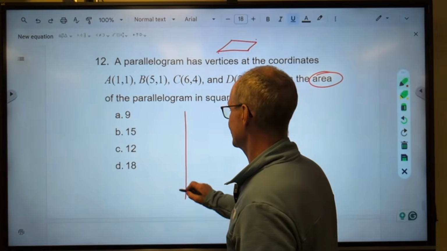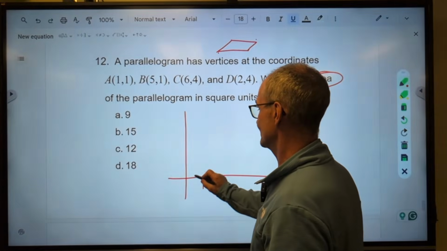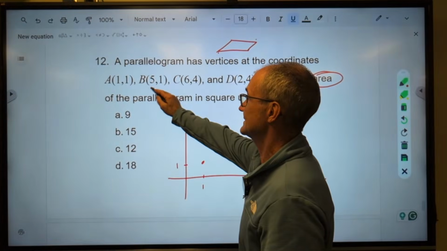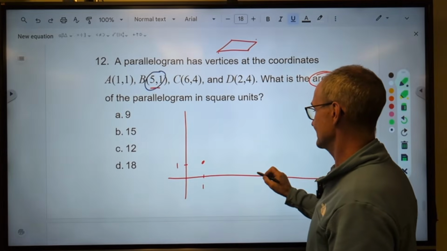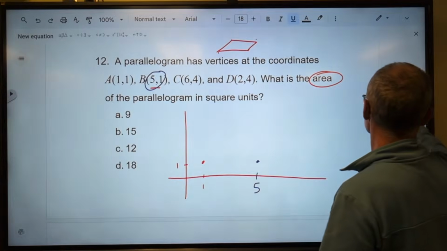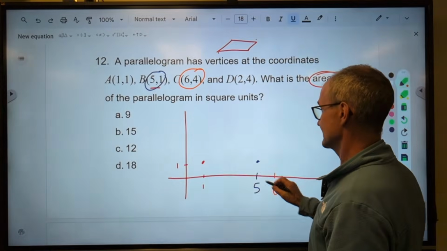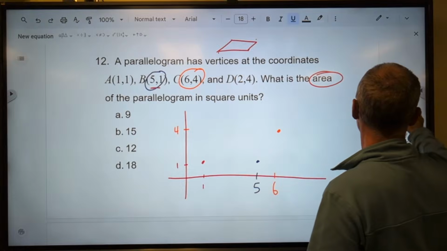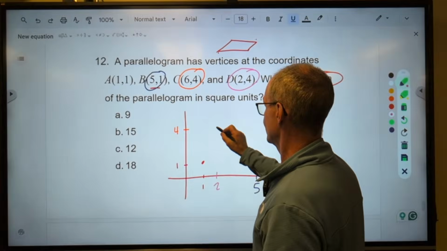On the coordinate plane, I'm going to draw this. They are all positive, so I'm in the first quadrant. The first value is at 1, 1. The second value here is 5, 1. So I go over to 5, I go up 1. The third value is 6, 4. I go over 6, up 4. And then the fourth value, kind of running out of the colors here, is 2, 4.